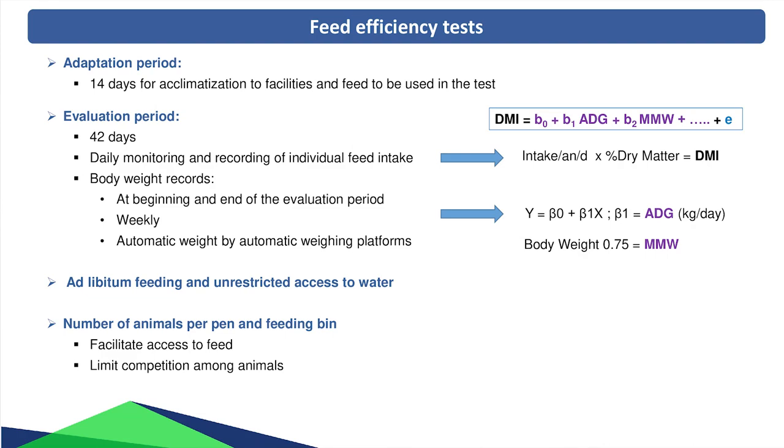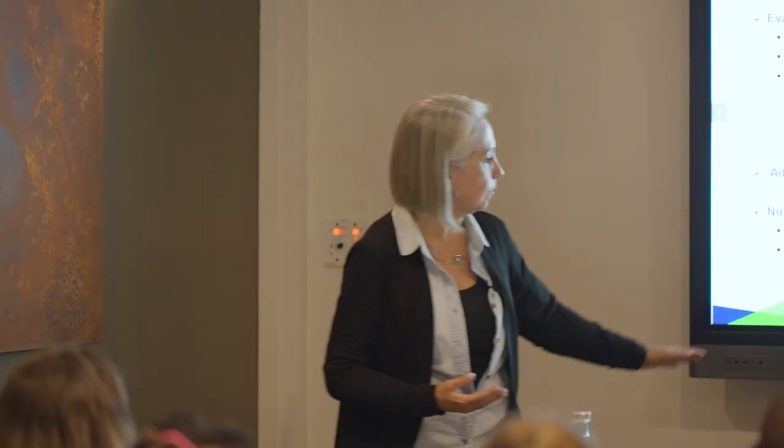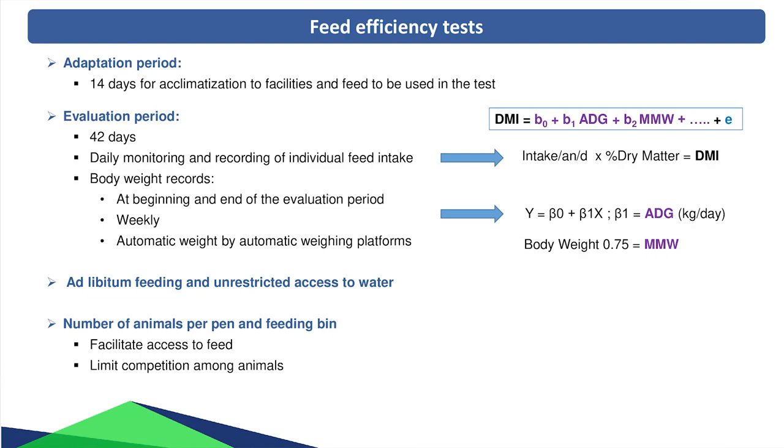Why? Because you need to be sure that all animals have the same opportunity to access the food. So you have to facilitate the access and limit the competition among animals. Many times it's very difficult, and you have to watch. Sometimes you have to remove animals from the pens because they have a bullying attitude that cannot be solved. But basically, if you balance the animals in terms of the number of animals per bin, the size in terms of weight, and the sex of the animals, you can balance the behavior, avoiding or limiting any competition among animals.